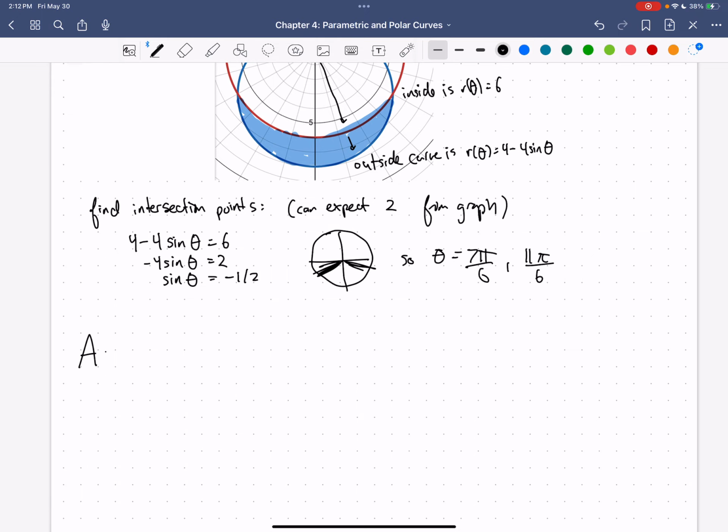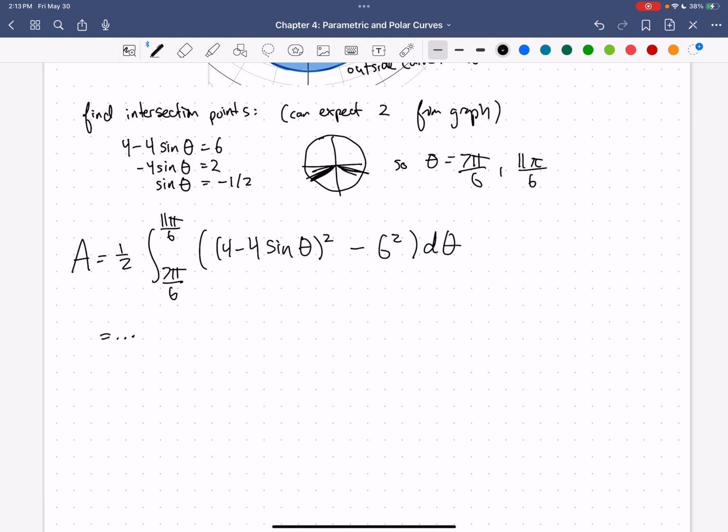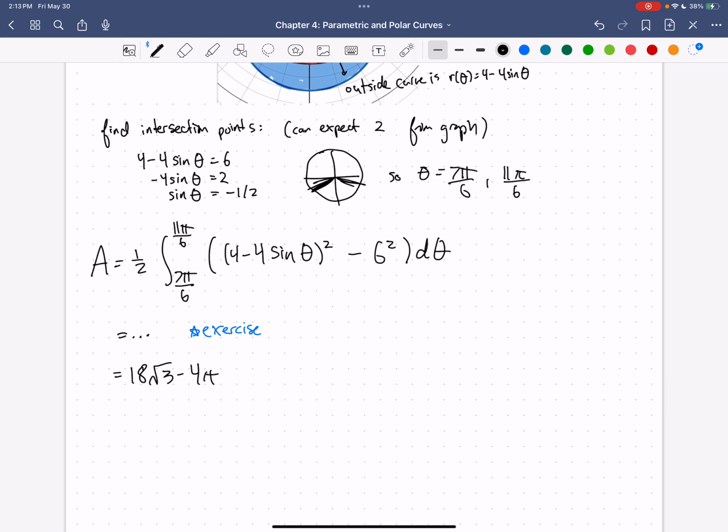So here our area would be 1/2 the integral from 7 pi over 6 to 11 pi over 6 of outside squared minus inside squared. So (4 minus 4 sine theta) squared minus 6 squared d theta. This is going to be a trig integral again, where we've got a sine squared, so I'm not going to work it out now. You should get 18 root 3 minus 4 pi. I'm going to say that's an exercise. You really need to use your unit circle in this chapter, so it's good practice.